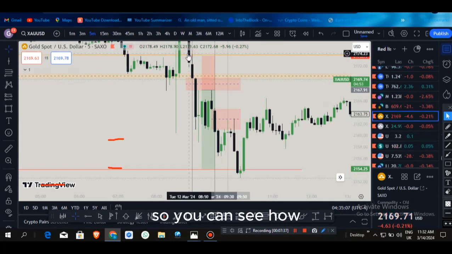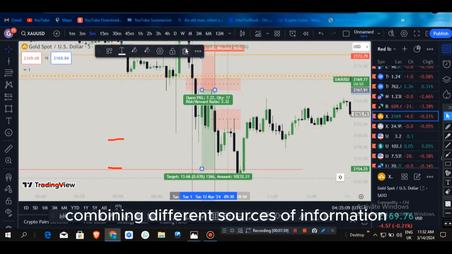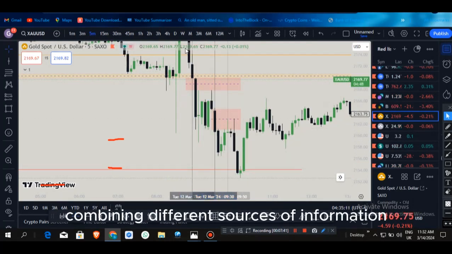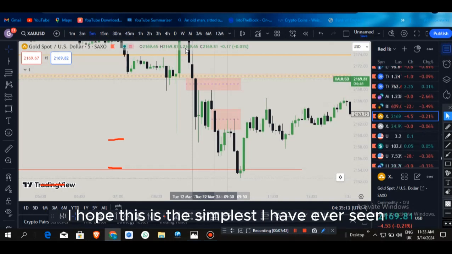So you can see how combining different sources of information can help. This is the simplest I have ever seen.